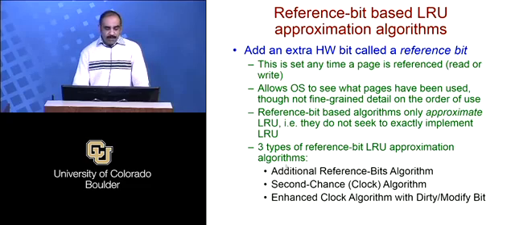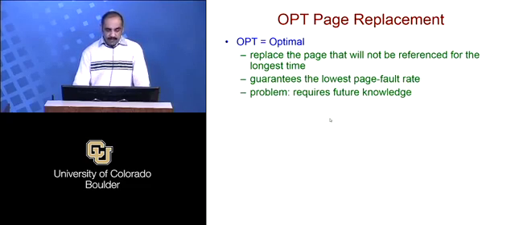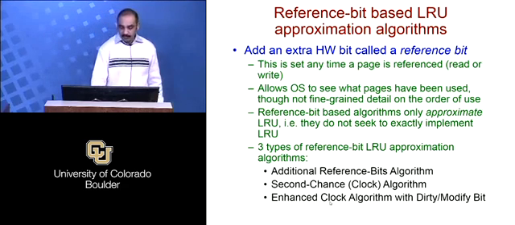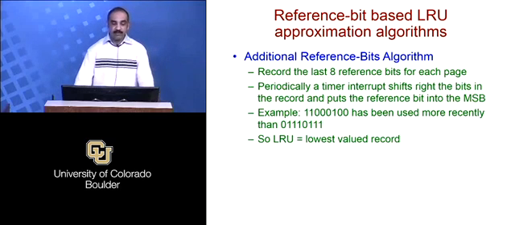So the approximate LRU algorithms use this reference bit, and there are 3 different types of approximate LRU algorithms. One is called the additional reference bits algorithm, then the second chance algorithm, and then the enhanced clock algorithm. Okay. Let's look at the first one.